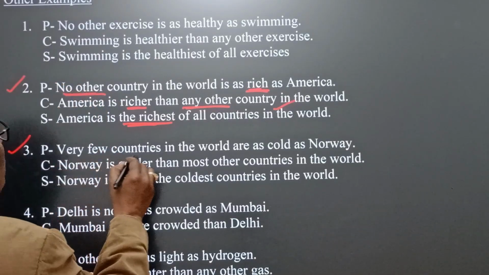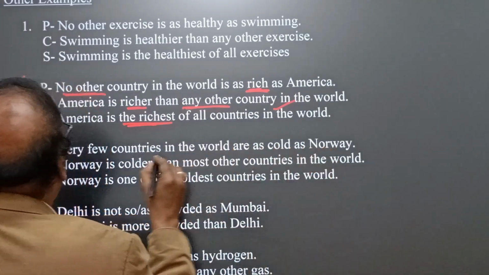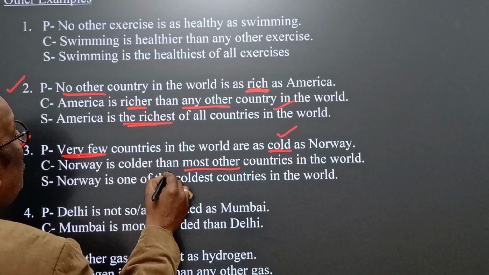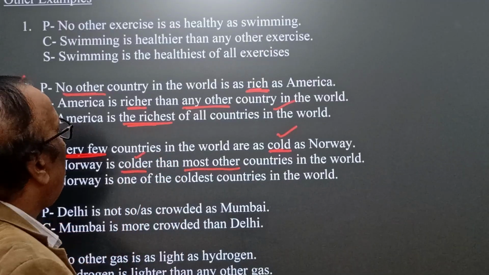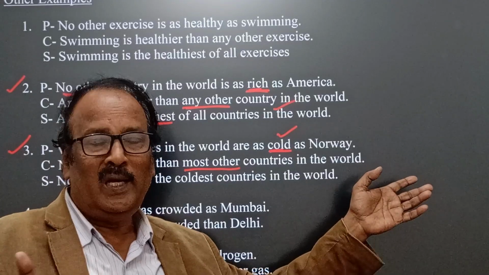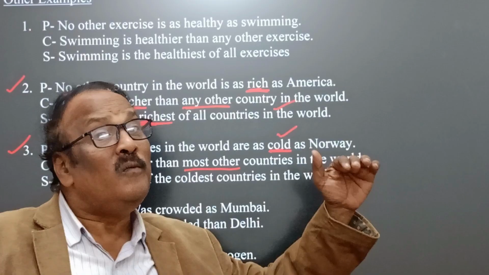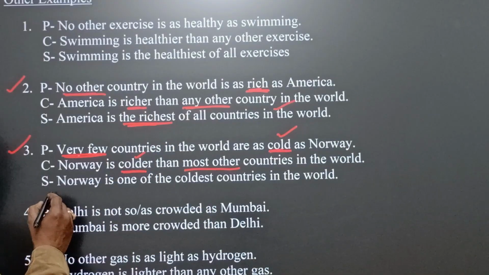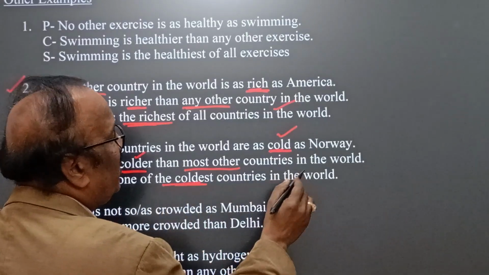Very few countries in the world are as cold as Norway. Cold is a positive degree. Norway is colder, this is a comparative degree, colder than most other countries in the world. It is very natural as its location is very near to the North Pole. Norway is one of the coldest countries in the world.